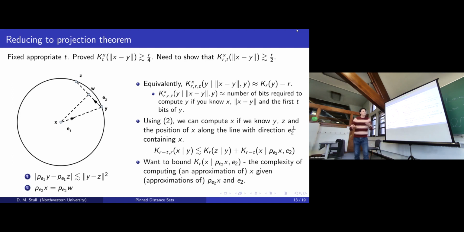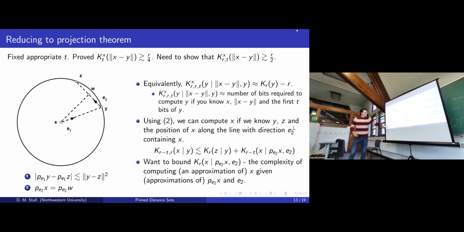Using some symmetry of information, and if you haven't seen this before, it's probably going to move too fast. If we want to prove a lower bound on the remaining R minus T bits of the distance, what we need to do is show that the number of bits required to compute Y is small, if you know the distance and the first T bits of Y. So we just need to bound the number of bits required to compute the point Y on this circle, if you already know X, you know the distance, and you know some neighborhood of Y.